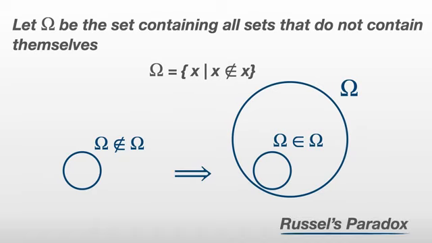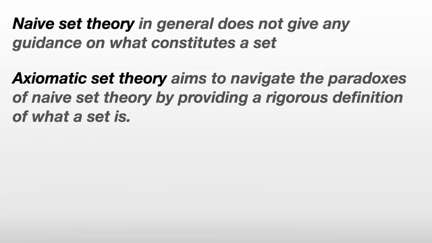In fact, this is less a problem with how we've built the set and more a problem of how we define what a set is in the first place. Naive set theory in general does not give any guidance on what constitutes a set. Mostly we don't need to worry about this, but as you've seen, it can lead to problems. Axiomatic set theory aims to navigate the paradoxes of naive set theory by providing a rigorous definition of what a set is in the form of a list of axioms, statements something must satisfy in order to be a set.